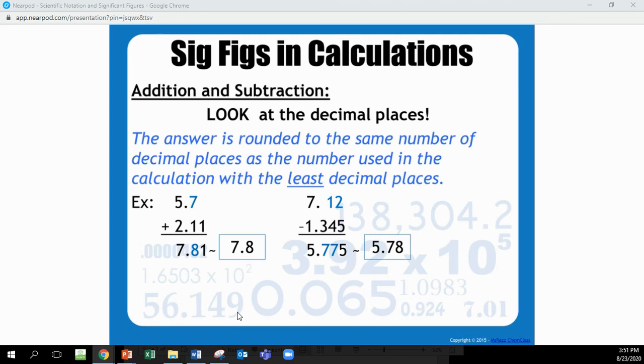5.7 has 1 decimal place. 2.11 has 2 decimal places. 1 is less than 2, so your final answer must be 1 decimal place. Okay, let's look at the other example.